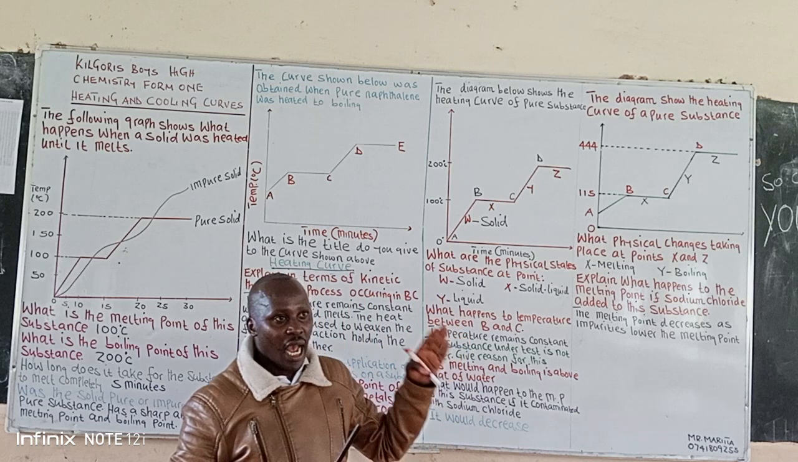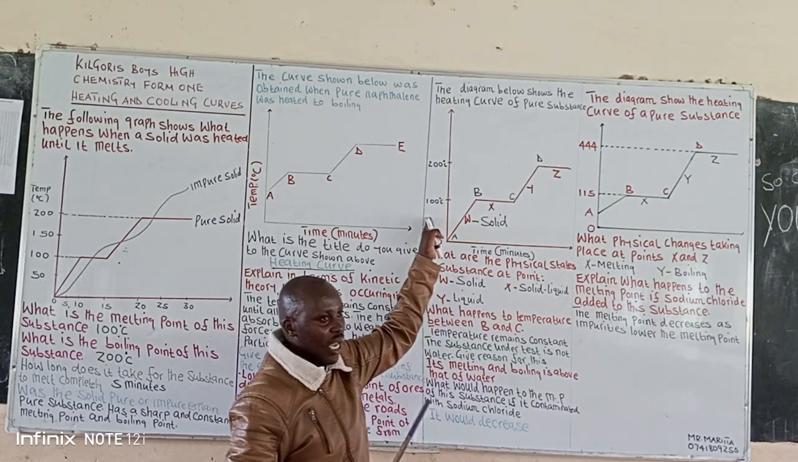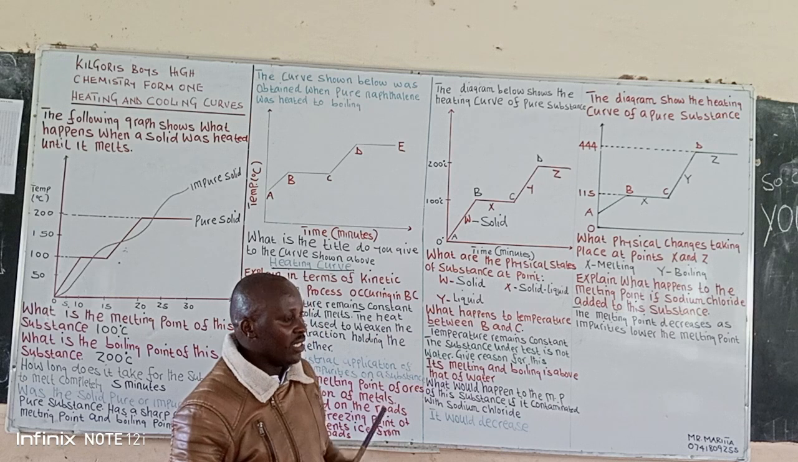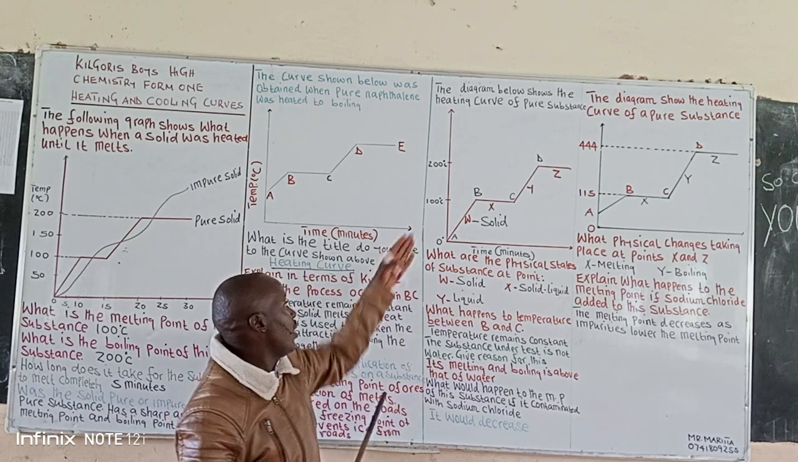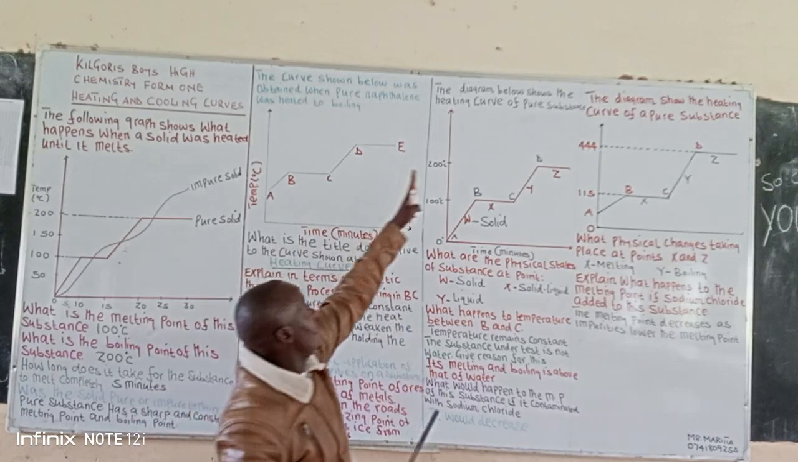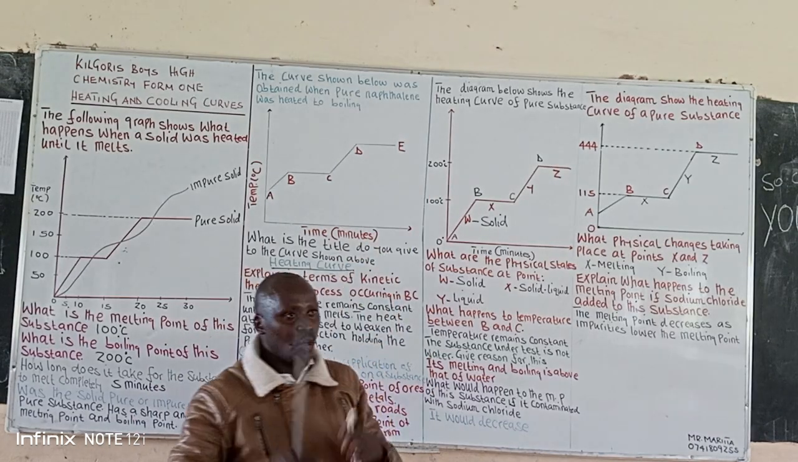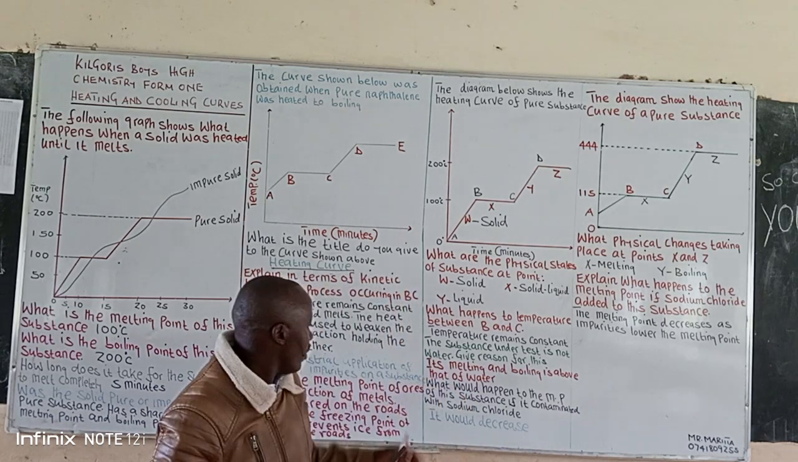Water boils at 100 degrees and water melts at 0 degrees. But if you see this one, it melts at 100 degrees and then it boils at 200 degrees. So the substance tested is normally not water.